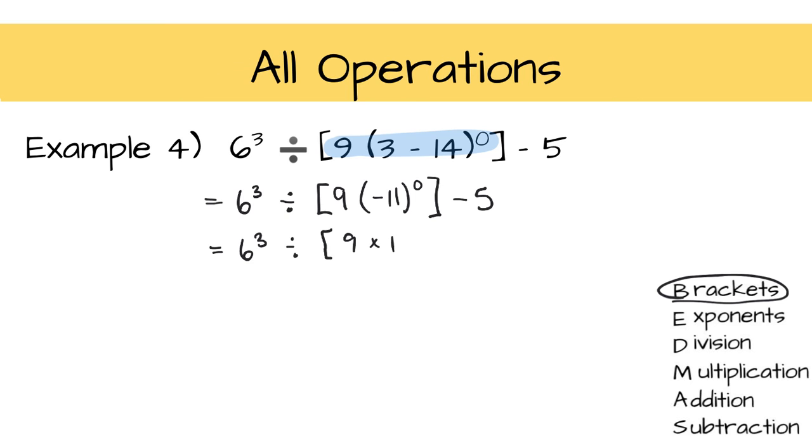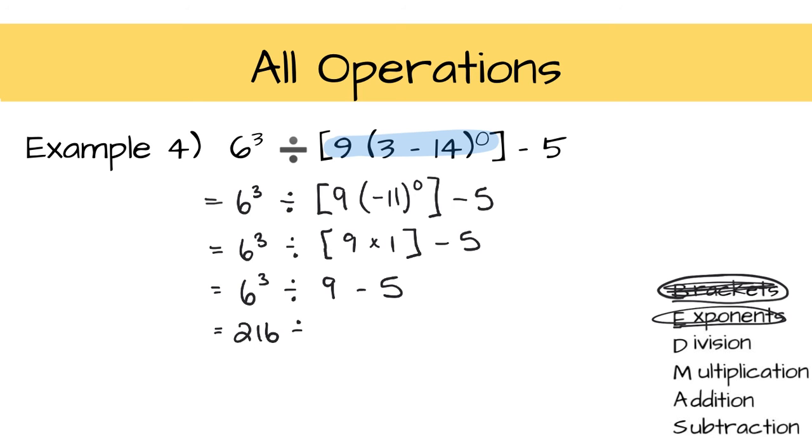9 multiplied by 1 minus 5. And our next step, 6 cubed divided by 9 minus 5. Right, so we've taken care of brackets. We're going to solve our exponents next. So 6 cubed is equal to 216 divided by 9, subtract 5. So we've taken care of exponents.